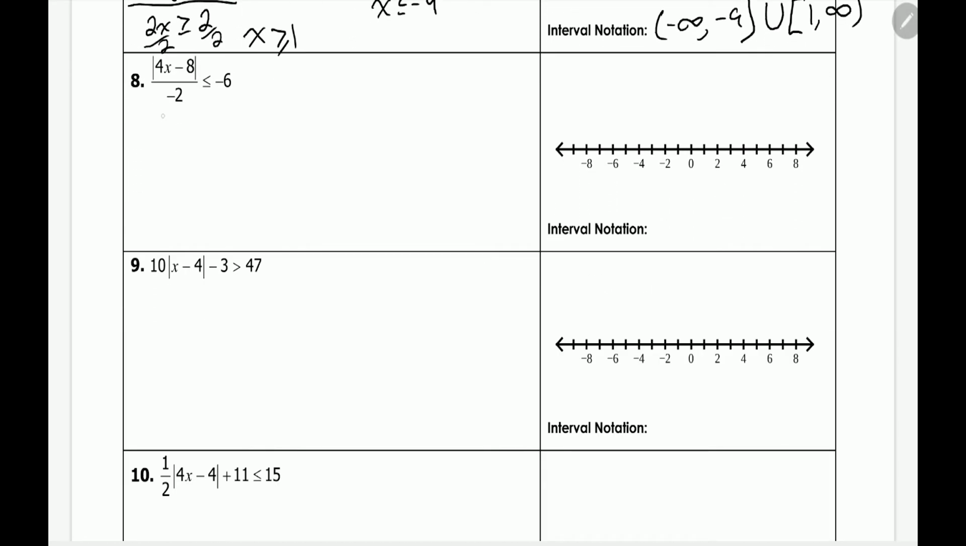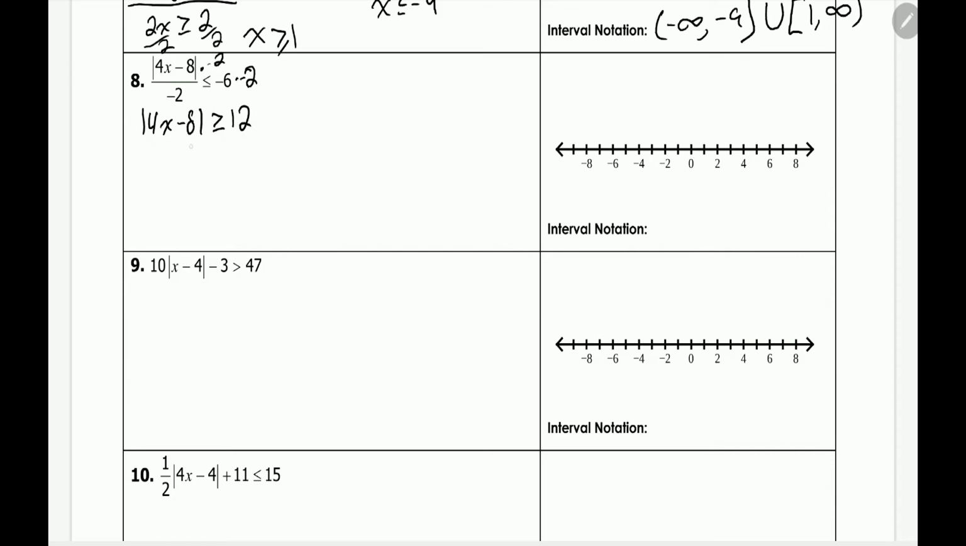Okay, let's move on to number 8. We have the absolute value of 4x minus 8, all divided by negative 2, is less than or equal to negative 6. First step, we have to isolate the absolute value, so we have to get rid of this negative 2. In order to do that, we have to multiply both sides by negative 2. Okay, so we have the absolute value of 4x minus 8. Since we multiplied or divided by a negative, we have to flip this sign. So this changes to greater than or equal to. Negative 6 times negative 2 is going to be positive 12.